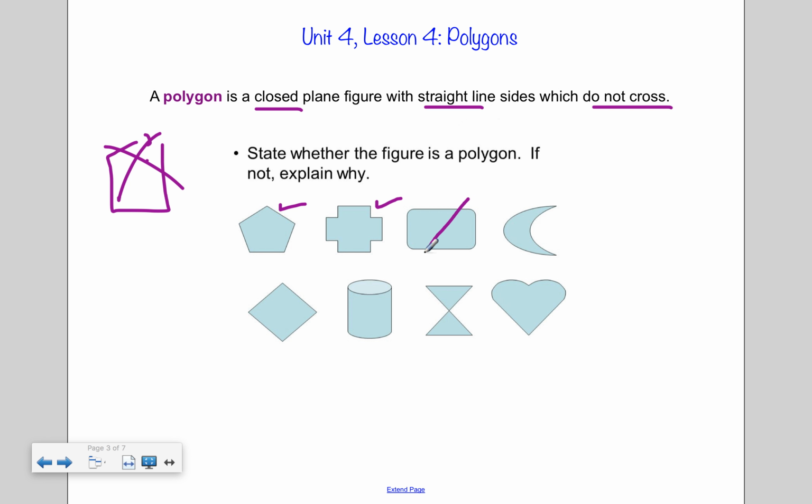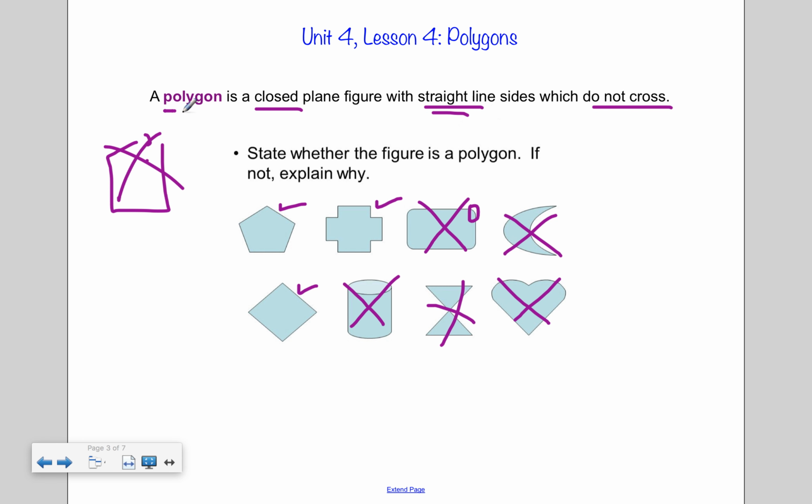This one is no. We have a problem with these curved sides here. We don't like those, or curved corners. This one is also a no. We have curved lines. This one is yes. This one is no. It's three-dimensional. We can't have anything that's three-dimensional. This one is also a big no because the lines cross. And this one is also a big no because we have curved sides. So that's just a general idea of a polygon.